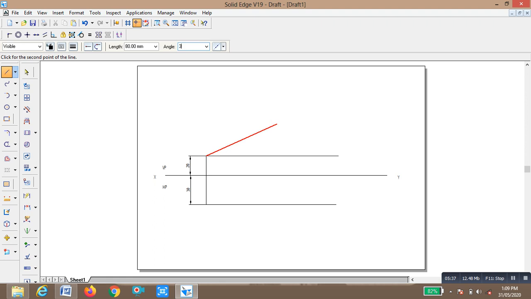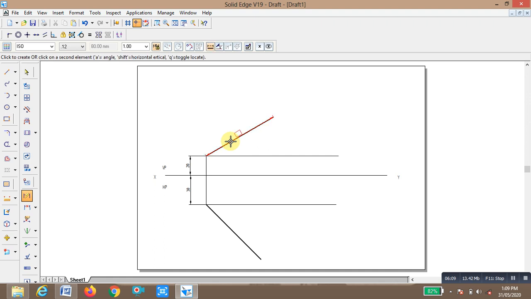Similarly, click here at A in the top view, the true length is again 80, enter, that makes an angle of 45 degrees. Since we are going to draw it below, select minus 45, enter, then right click. Now this is the true length. Give the dimensions and confirm it. This is also 80 mm.